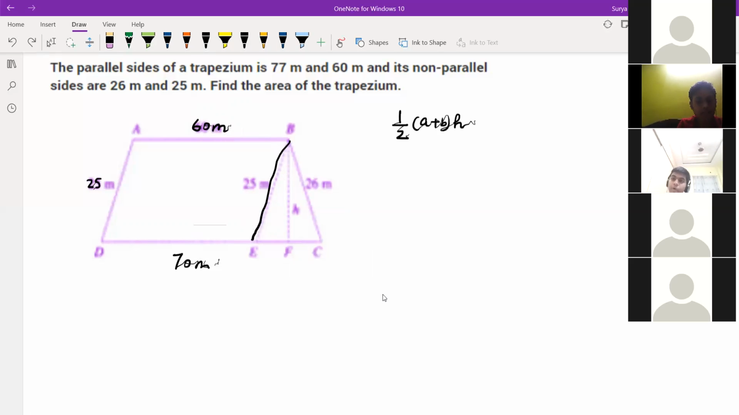Sir, we have to find out the height, right? I mean, the BF. Only H, you find it and the answer will come. We have just to think that we have to find the height. How to find the height? It's very easy. All the concepts we have read before only.